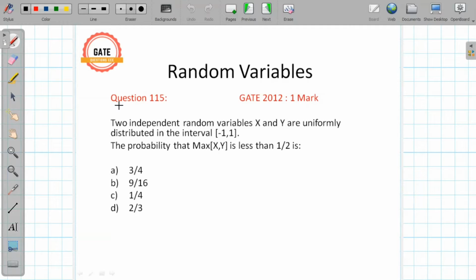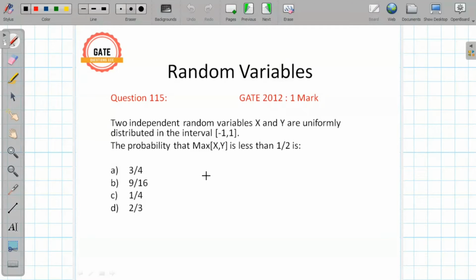So the next question has question code 115, and this question was asked in the year 2012 in the GATE exam for 1 mark. So let's see the question. Two independent random variables x and y are uniformly distributed in the interval -1 to 1. The probability that the maximum among x and y is less than 1 by 2 is, we have to find out which option is true.